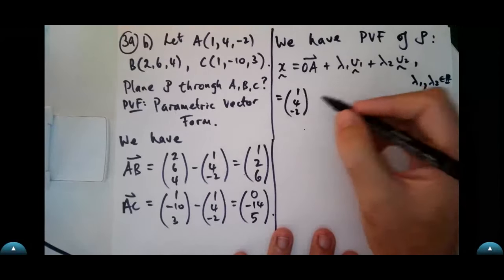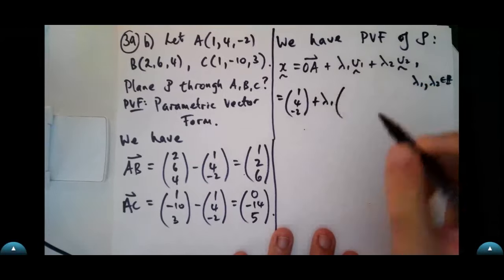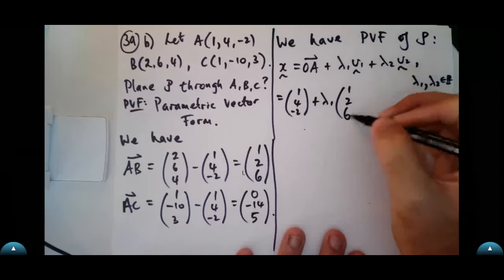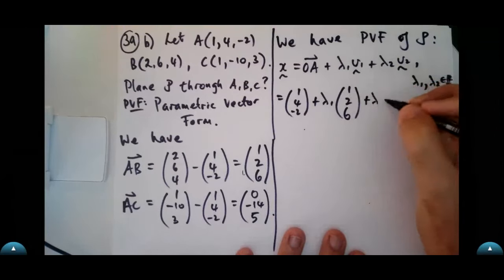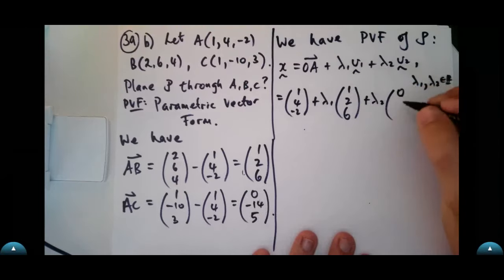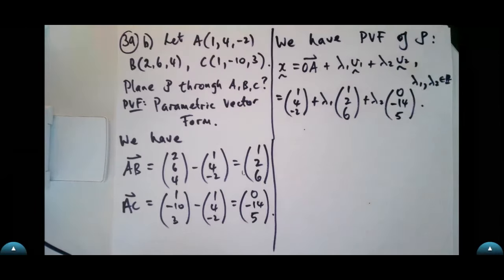1, 4, negative 2 plus lambda 1. So we can choose this one to be V1 and this one to be V2.